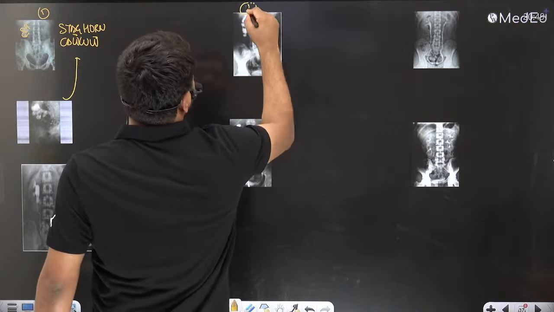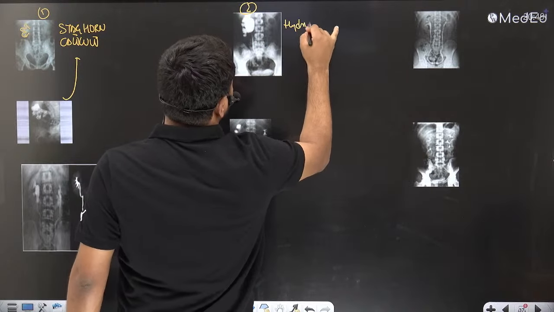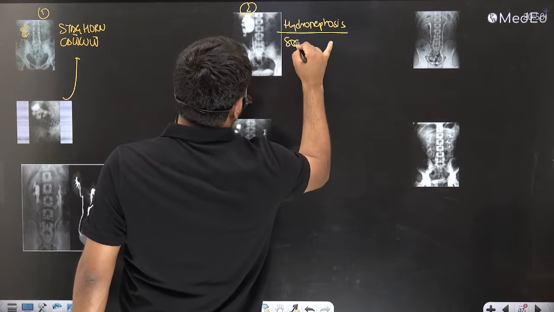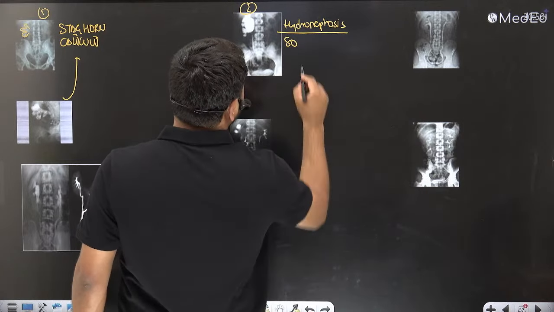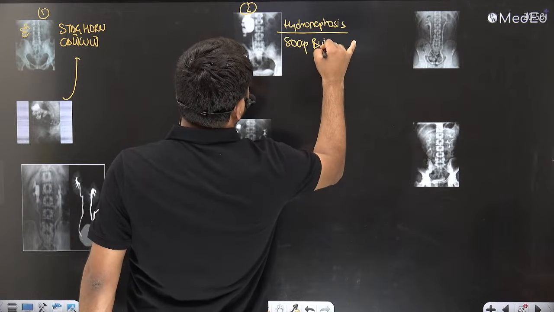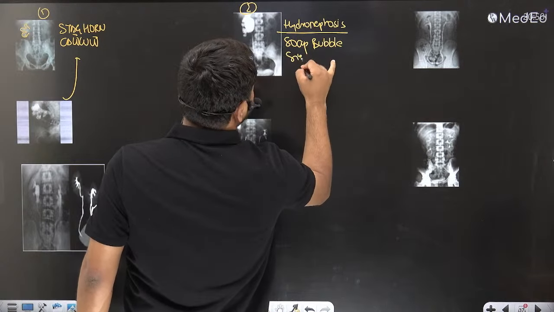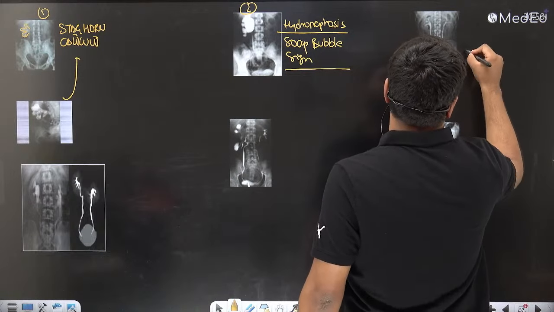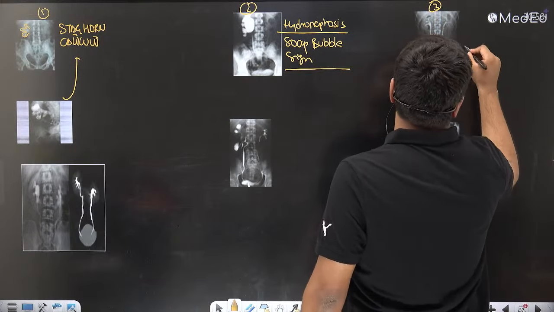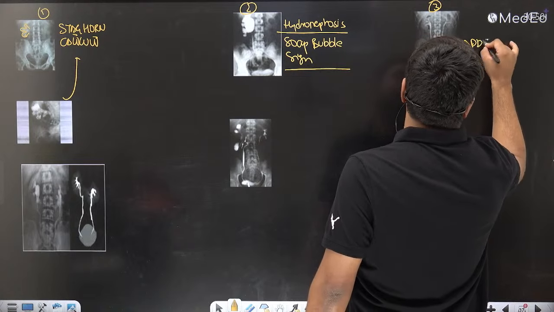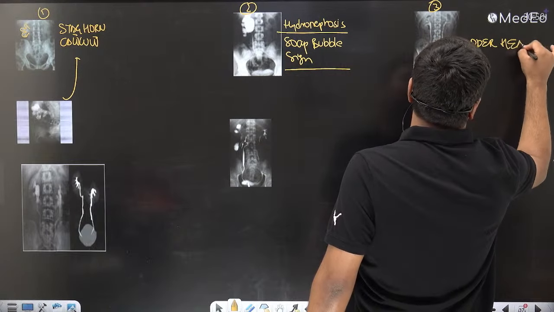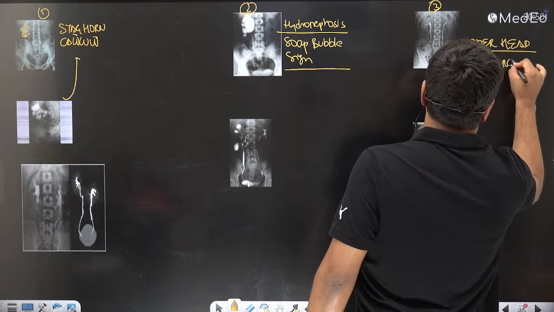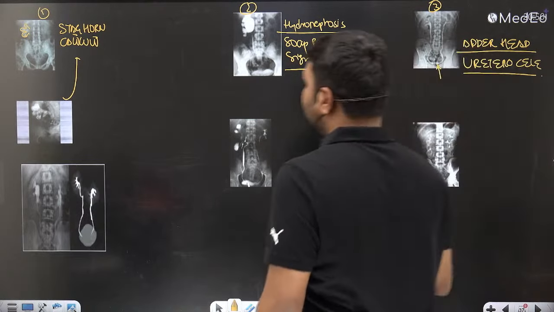Image number two, this is your hydronephrosis. Here you can see this is what we call the soap bubble sign. You can see this is blocked. It is what we call the ureterocele, that is your adder head appearance. The adder head appearance is what we call ureterocele. It is your ureterocele variety, right?